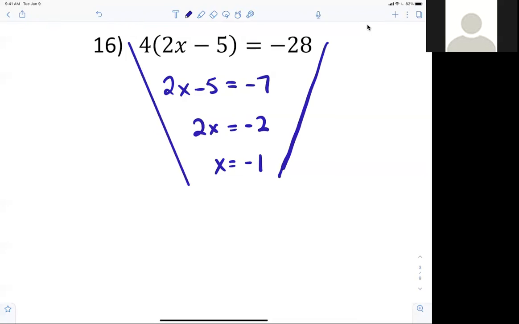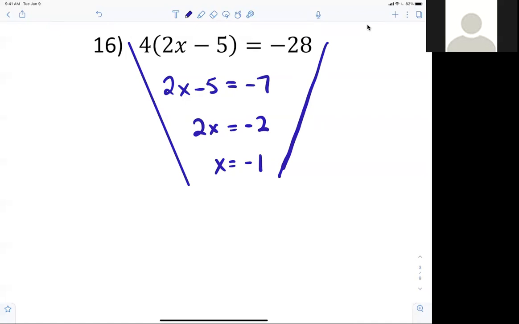Jackson, how am I doing? Yes, good for you. It's not positive one, because I distributed instead, and then I got like 8x minus 20 is equal to -28. And then I added 20 because I'm trying to get like.